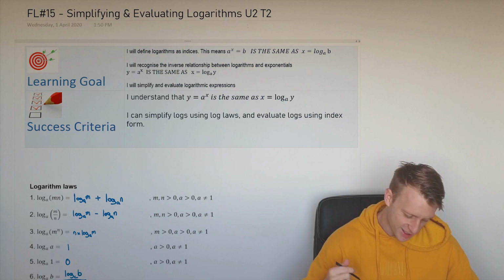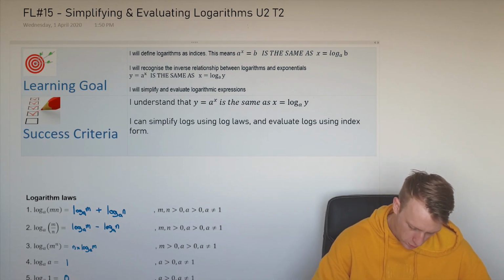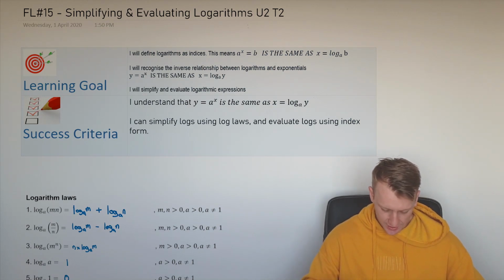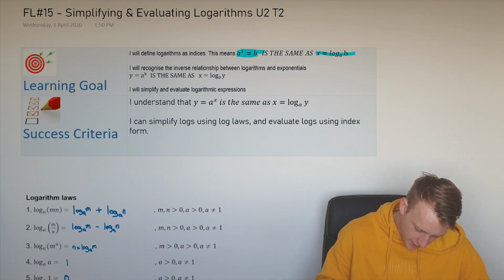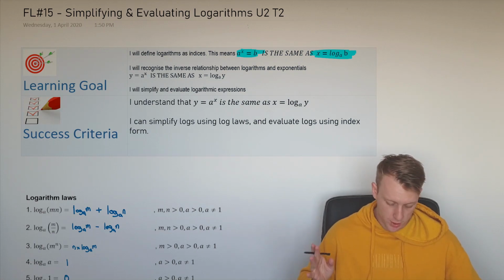Our discussion today is going to be centered around logarithms. So just have a quick look at this learning goal. I'll define logarithms as indices. This means that a to the power of x equaling b is the same thing as x equals log with a base of a of b. And so we're really going to dive into that.